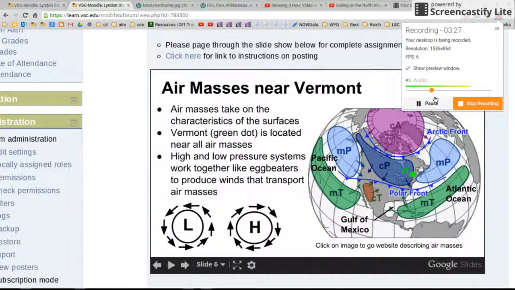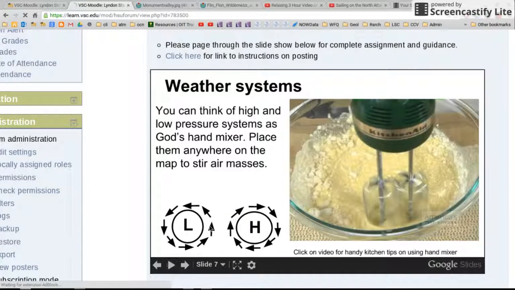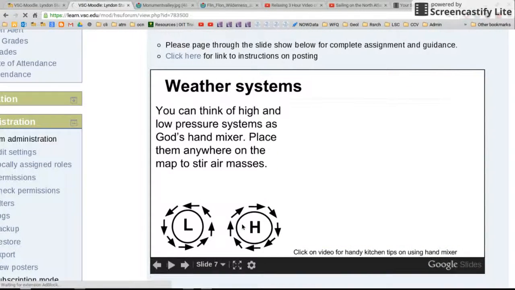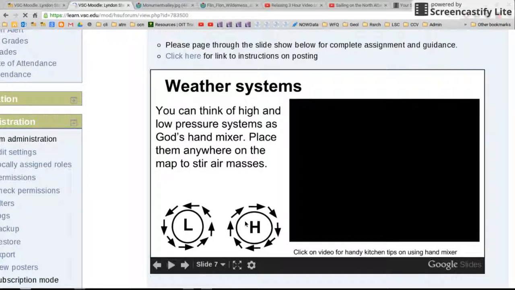How did these air masses get to Vermont? Well, there we look at high and low pressure systems and how they interact. The analogy I like to use for high and low pressure systems is that they form sort of an egg beater pattern. So if you can picture a low pressure system circulating counterclockwise in this direction, and a high pressure system moving clockwise in this direction, you can see when they are put together, they make a little bit of an egg beater type of pattern.